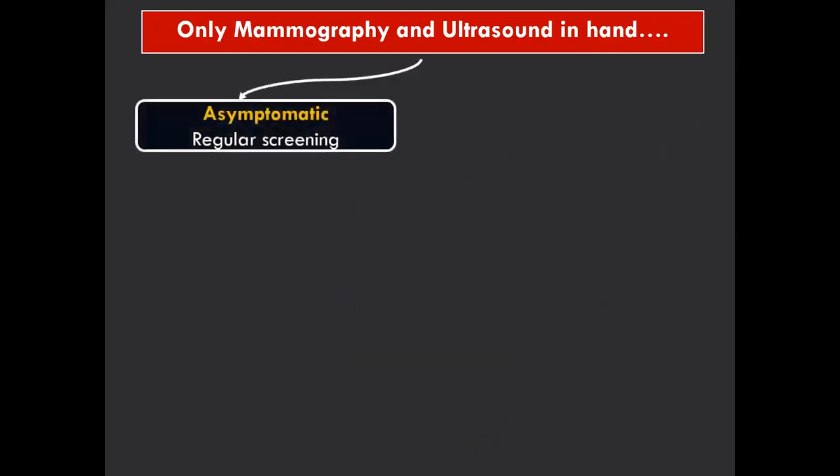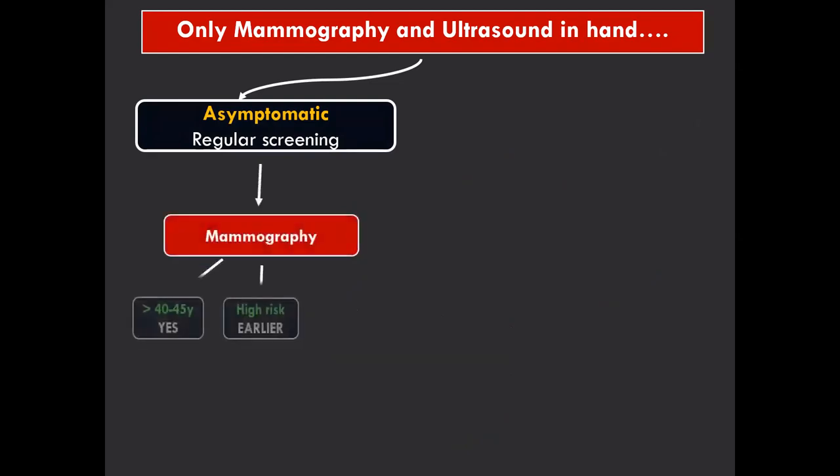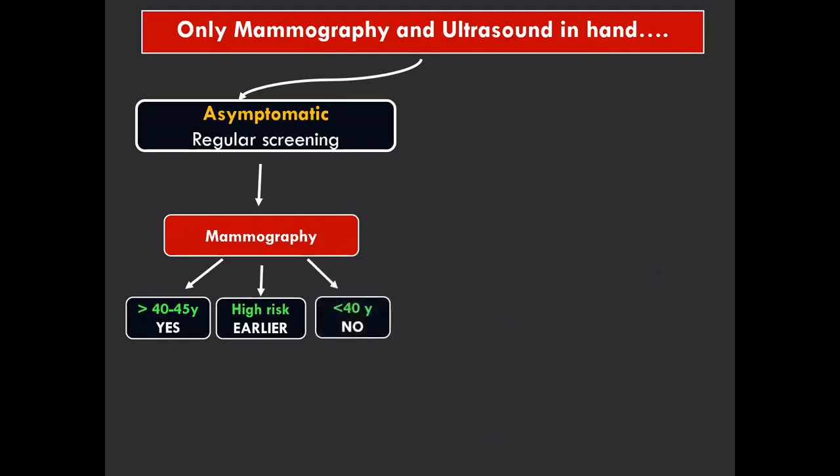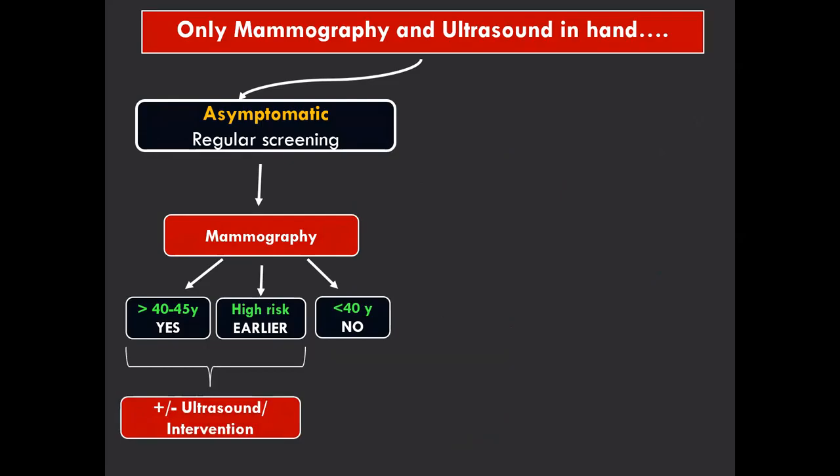And when we only had mammography and ultrasound in hand, things were easy, where an asymptomatic patient is referred for regular screening mammography if she's more than 40 years, and if she's a high-risk individual, she might be referred for screening at an earlier age. Well, if she's less than 40 years, no screening is recommended. After doing the screening mammogram, she might need further ultrasound examination, and she might be referred for further intervention.